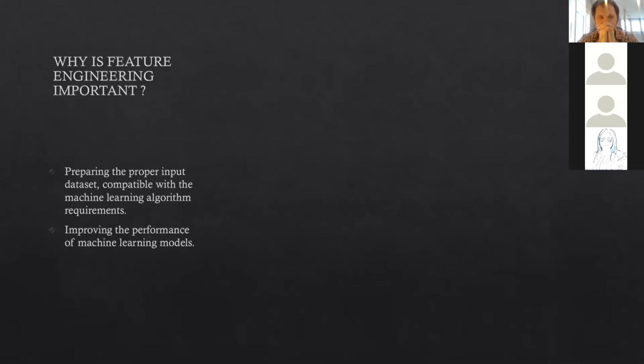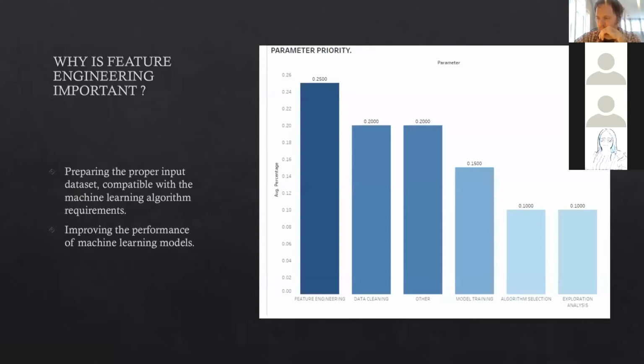The output from the feature engineering is fed to the predictive models and the results are then cross-validated. So this significantly improves the performance of the machine learning models. As you can see from the figure here, for building a successful model, feature engineering is the most important parameter amongst others such as data cleaning, model training, etc.